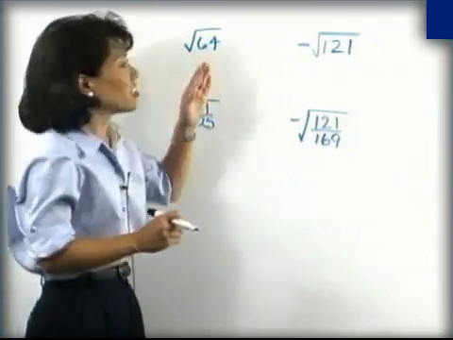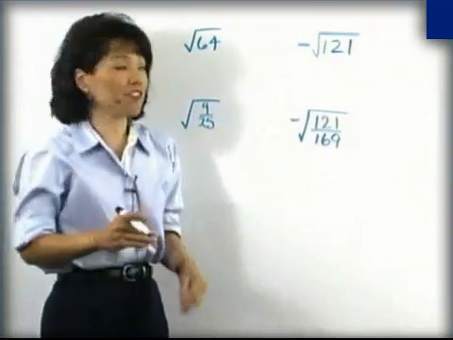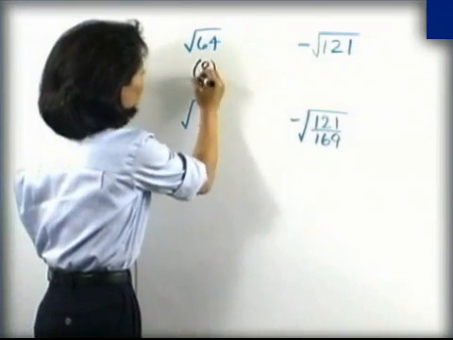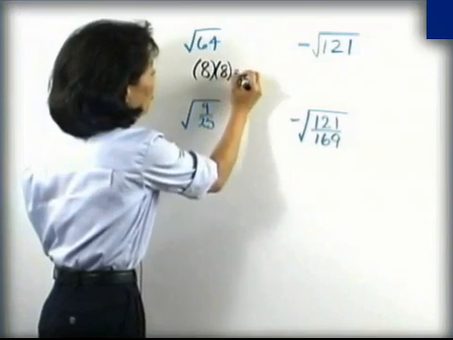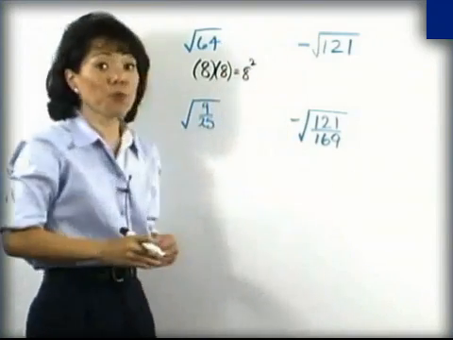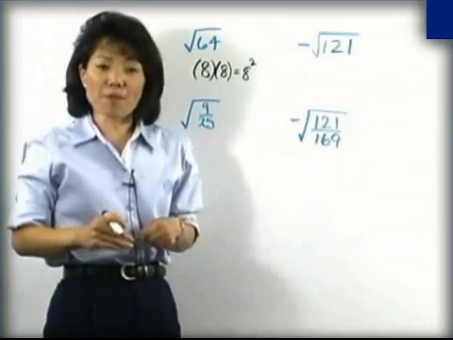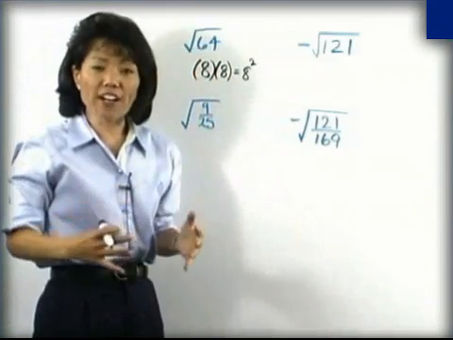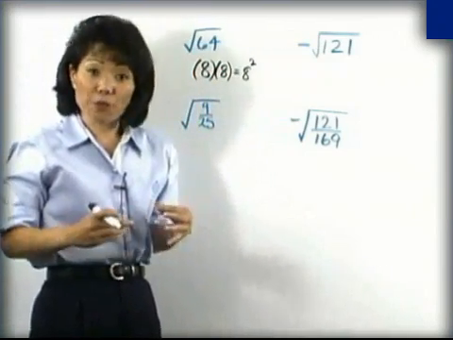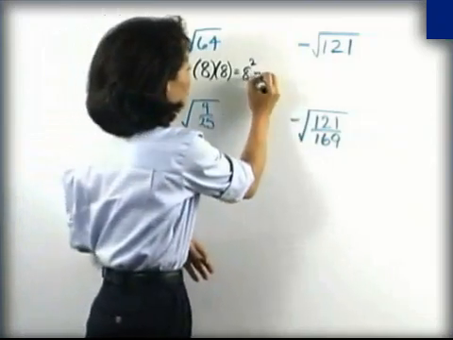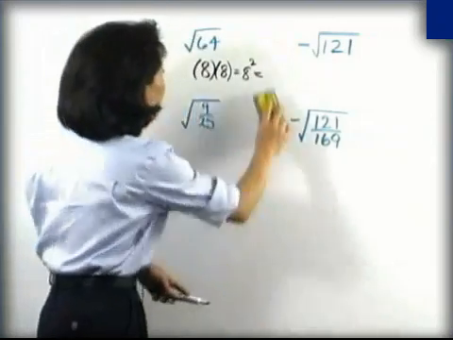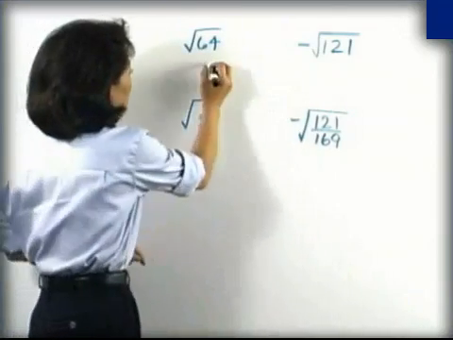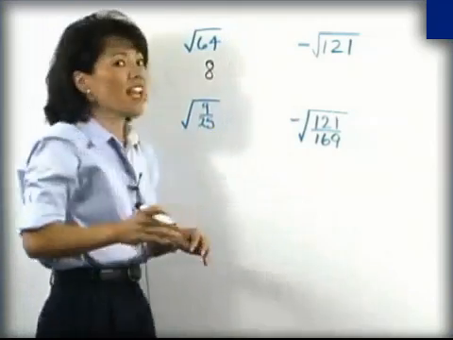So what number times itself gives us 64? Well, hopefully you know that 8 times 8 is 64, or we can rewrite that as 8 squared. Since 8 times 8 is 64, or the square root of 64 is 8 squared, we say that the square root of 64 is simply equal to 8. So we'll erase this and just say the square root of 64 is equal to 8.